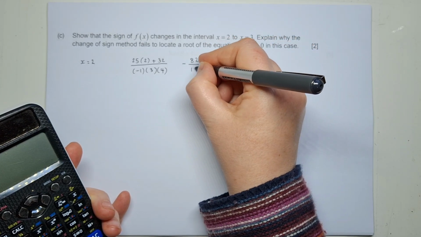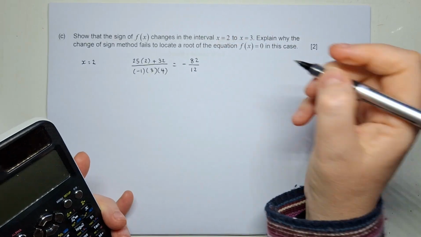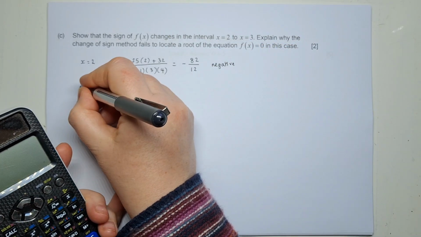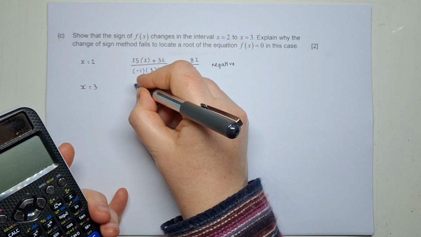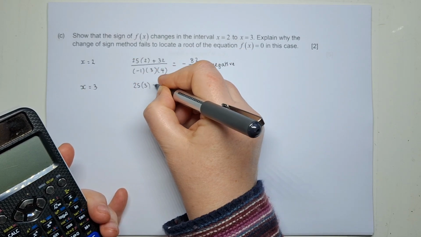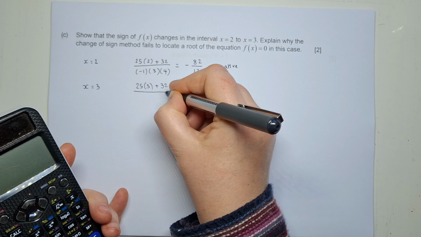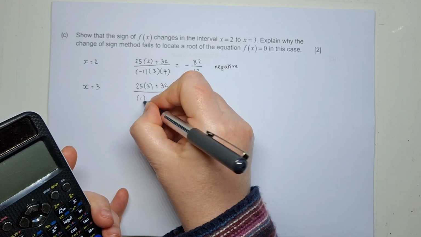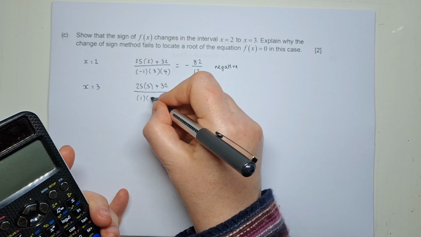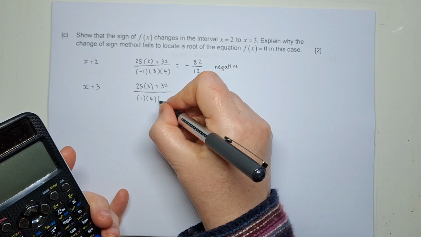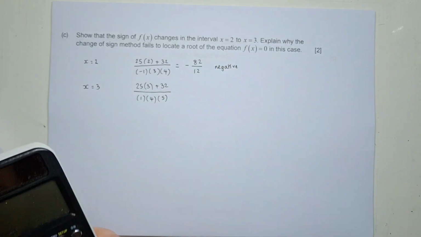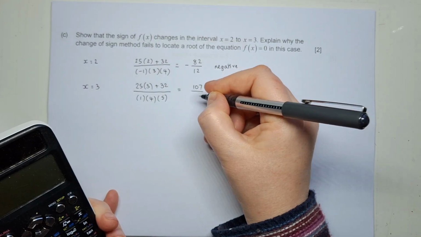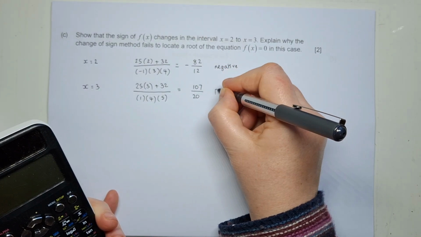Let's just pull the minus to the front. Okay, so that is negative. It doesn't really matter what value it is. Sub in x is 3. 25 times 3 plus 32 over, and then we've got 2 3's, 6 minus 5 is a 1. 3 add 1 is a 4. 3 add 2 is a 5. So that's 75 plus 32, 107 over 20. Okay, and that's positive.